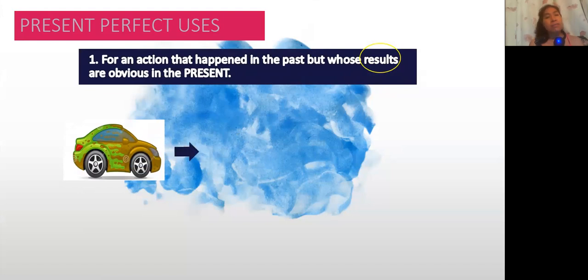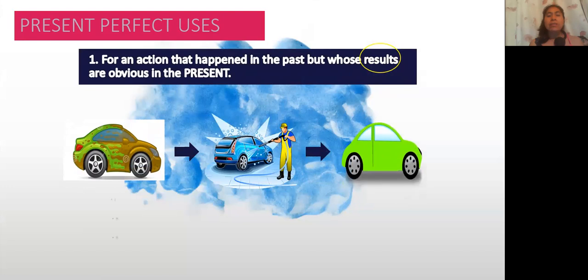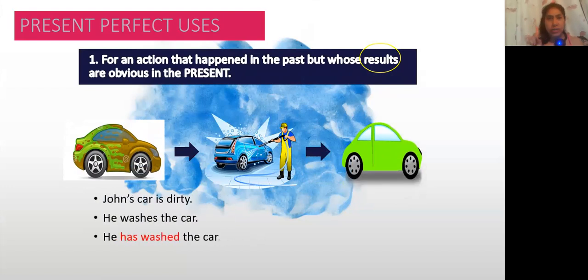Well, in the 2 weeks before, we checked that the present perfect, the first use is to express an action that happened in the past, but whose results are obvious in the present. Like the example, he has washed the car. It happened in the past, and the result, according to the picture, now in the present is obvious. It was dirty, now it's clean. So he has washed the car.